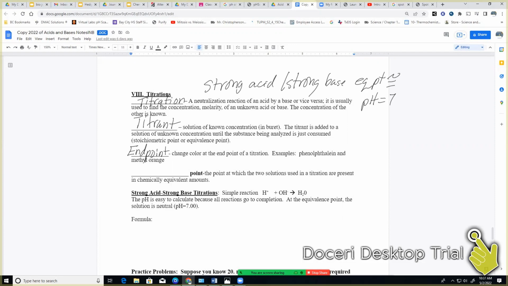Phenolphthalein is very common. I'm just going to put PP for phenolphthalein instead of writing all that out. So it is clear when it's in an acid. But then if I started titrating some base into it, so I started putting some drops of base in, when I got to about 7, then it would change colors. It would become pink.